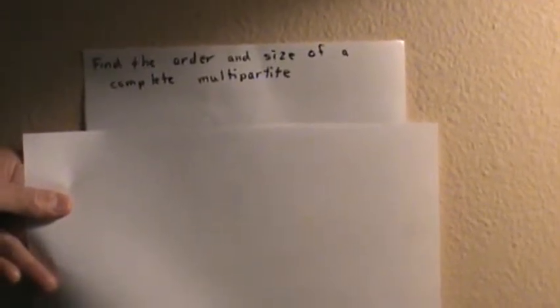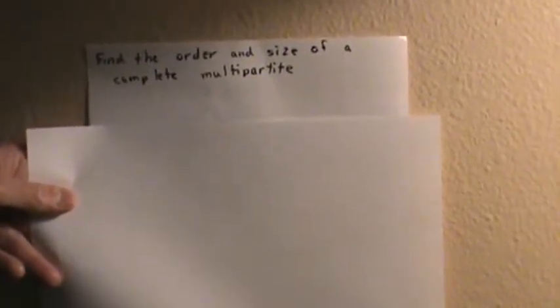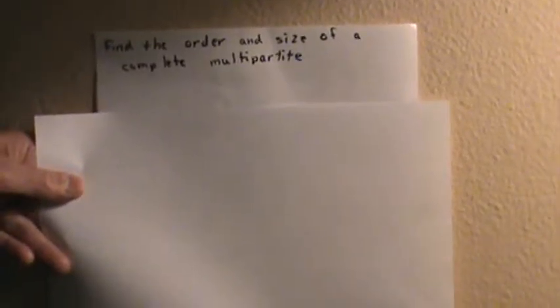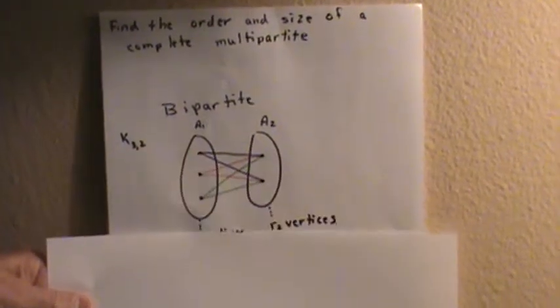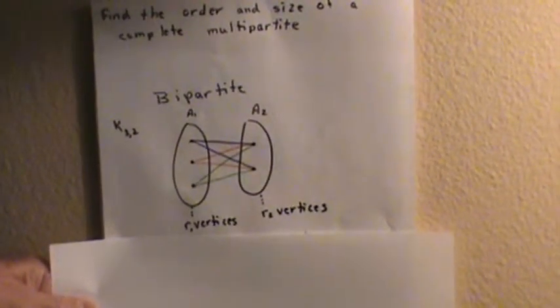In today's lesson, we're going to find the order and the size of a complete multipartite. This is problem number 5 from this week's assignment. To start with, let's look at examples. Let's start with a bipartite.